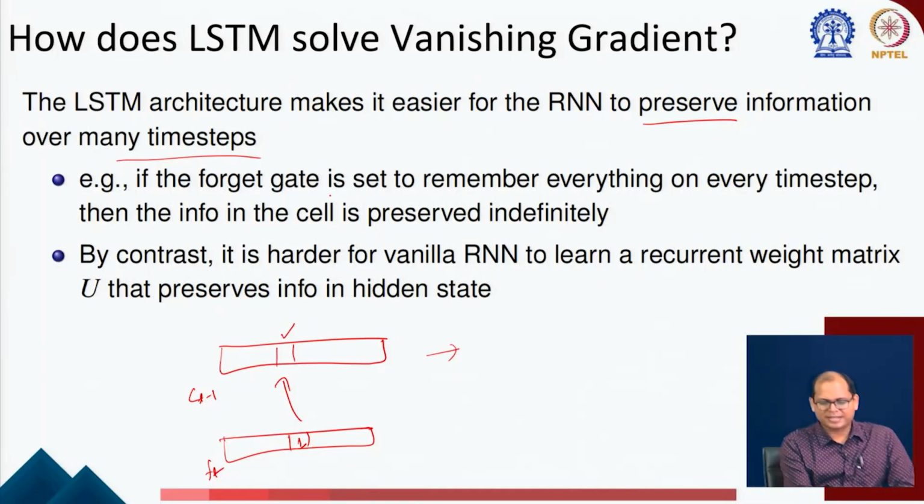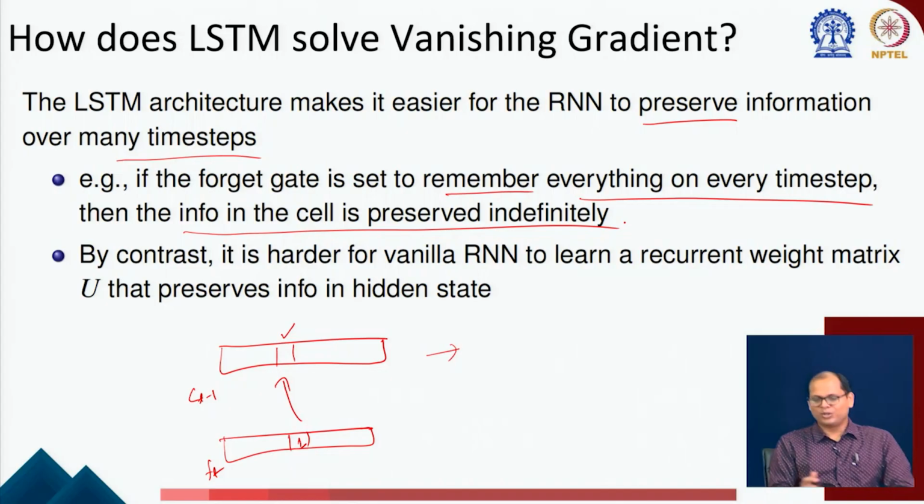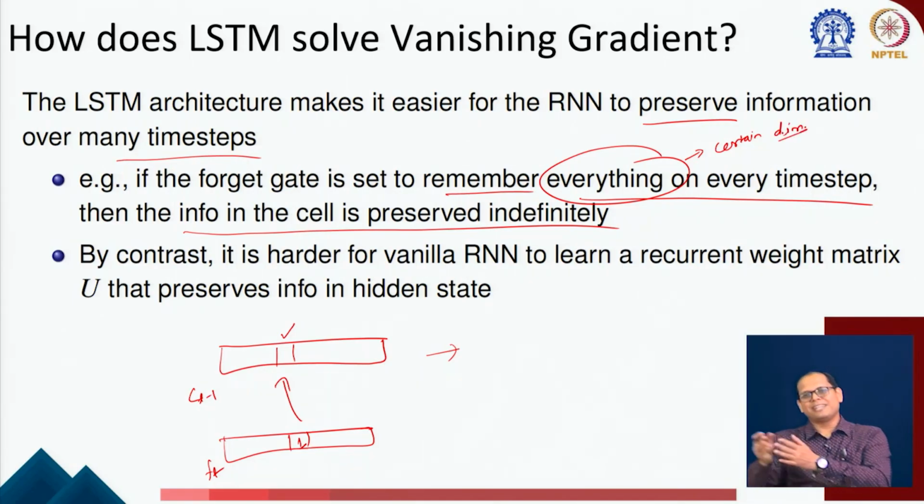So, if the forget gate is set to remember everything on every time step, then the info in cell is preserved indefinitely. Right? You can do it on everything, or you can use it on certain dimensions. You may remember information from certain dimensions only, but you can do it over many time steps if your parameters are according to that. But in RNN it is very difficult because U will be multiplied to H. So, it is very difficult to preserve information in the hidden state, because you are multiplying U with HT minus 1. So, there is no way you can say I want to preserve information in a particular dimension till a certain point, then forget it. That facility is not there.